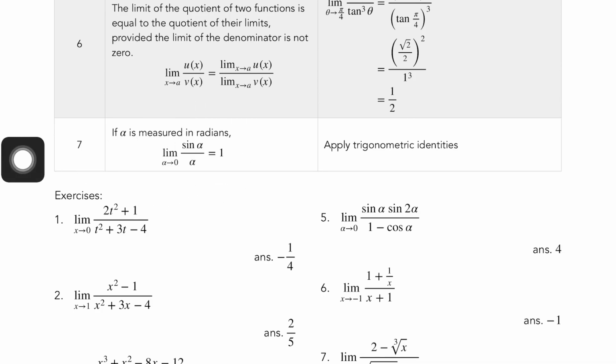So if we have problems that will result in this general form, or this theorem, I should say, then we're going to apply trigonometric identities in here.